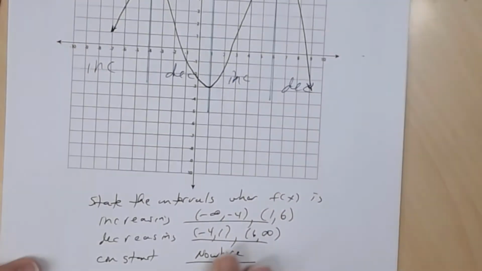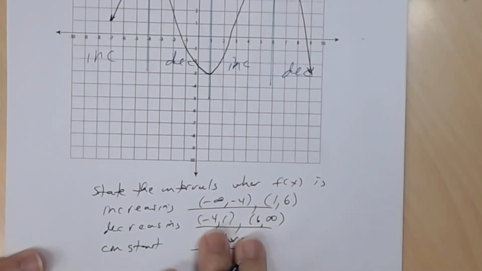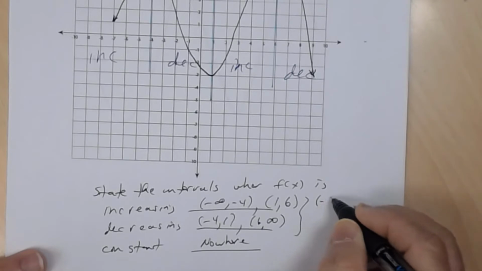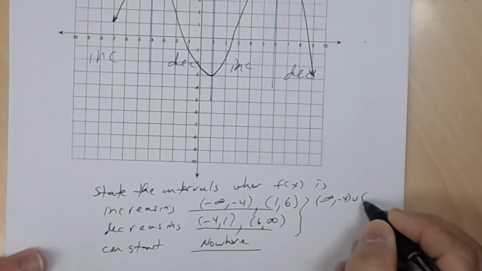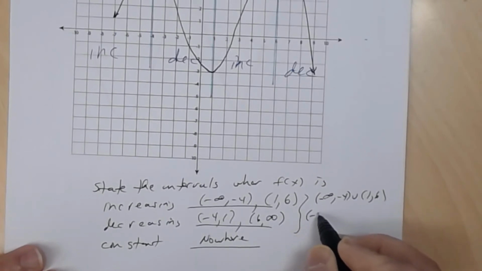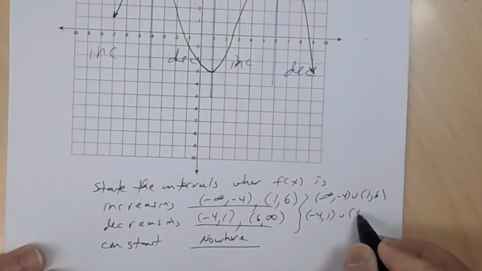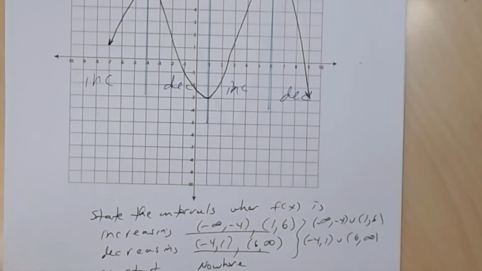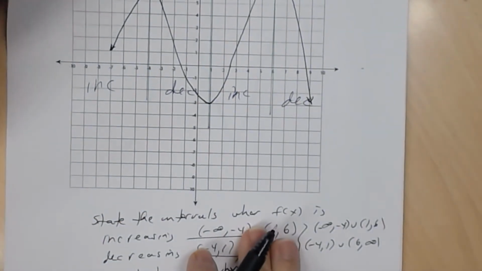Okay? Now, that's how you're going to write in MyMathLab. Mathematically, we prefer that you say it like this: negative infinity to negative 4 union 1 to 6, like that. And then negative 4, 1 union 6 to infinity. But either one's fine. This is how you would write in MyMathLab. This is how we prefer you write it, but either one's fine. Okay? All right, so that was number 4.